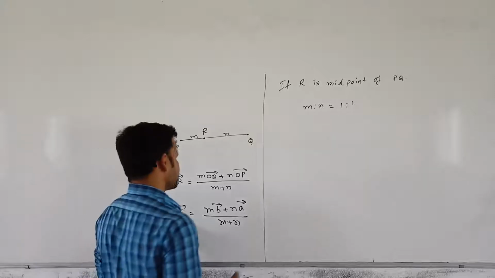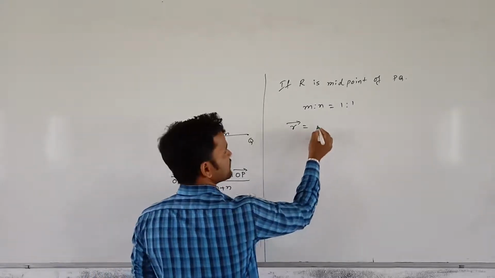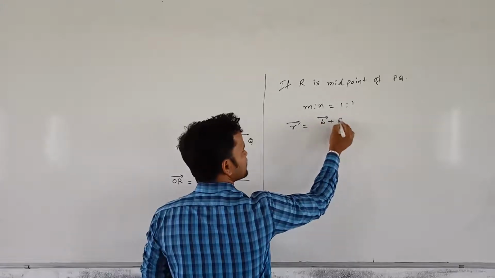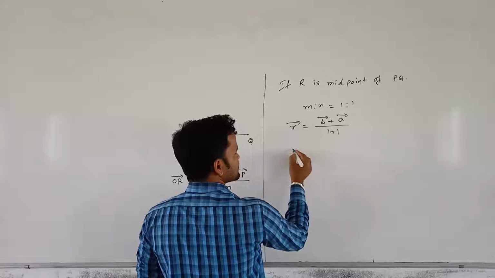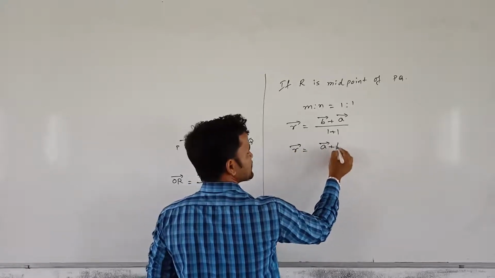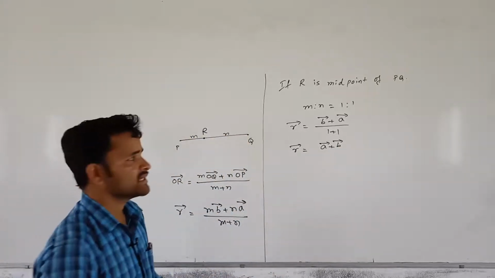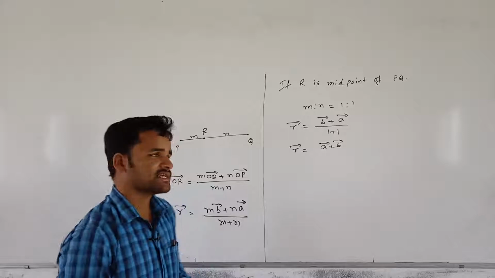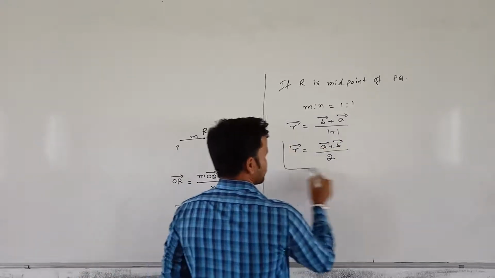In that case, what happens to the vector R? Vector R is equal to, m is 1, so it is vector B, this is vector A, divided by 1 plus 1. Means vector R is equal to vector A plus vector B. I am just writing B plus A as A plus B, because vector addition is commutative. 1 plus 1 is 2. What can we say with this?